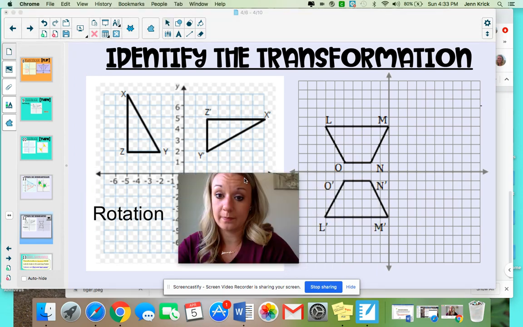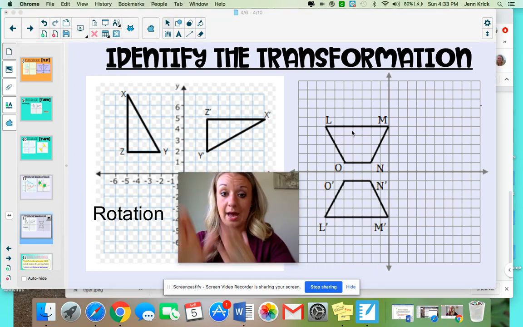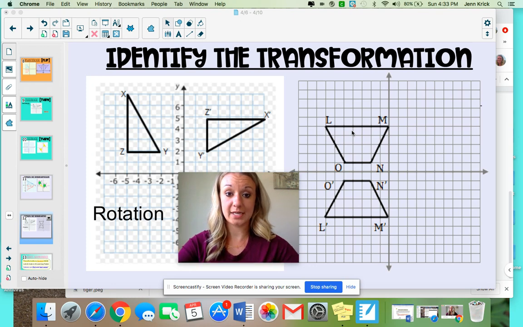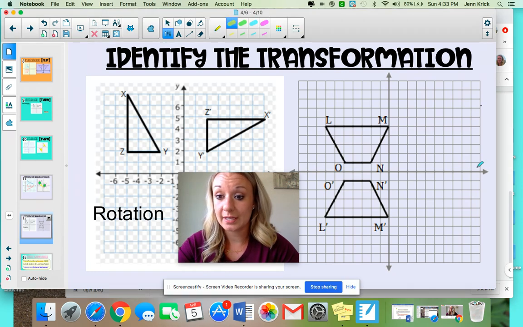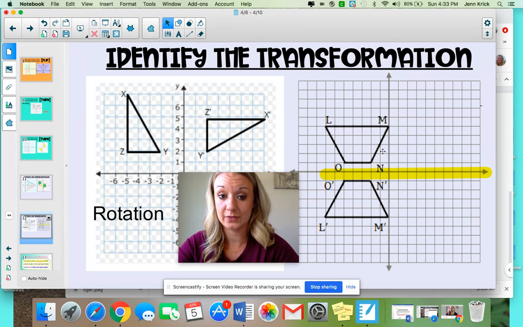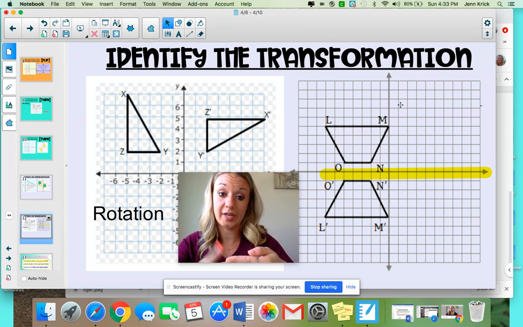And last one, from here to here, I can tell that it's flipping upside down, and because it's flipping, that would be a reflection. And more specifically, because it flipped over this line, we know that that's an x-axis, okay? So it was a reflection over the x-axis.